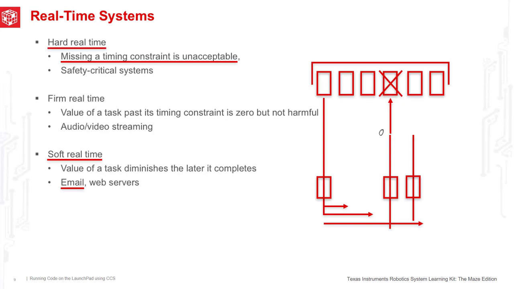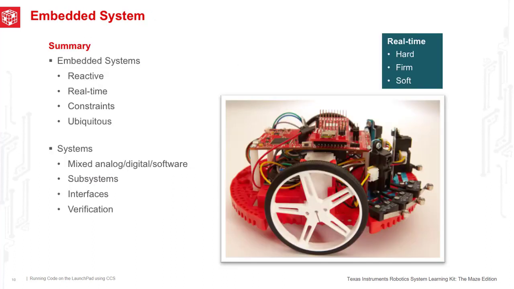We will not miss any constraints, and we'll use interrupts to make that happen. So in summary, embedded systems are very reactive. They run in real time, and in particular, we're going to focus on hard real time, so we never miss a deadline. We are going to live in the world of constraints. This one robot has to carry all its weight, so that single battery has to run the entire robot.